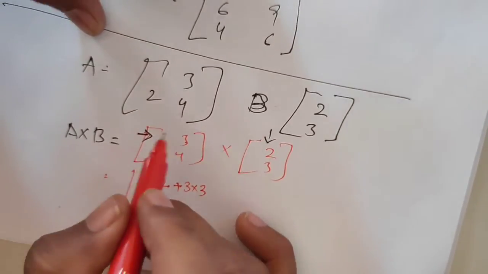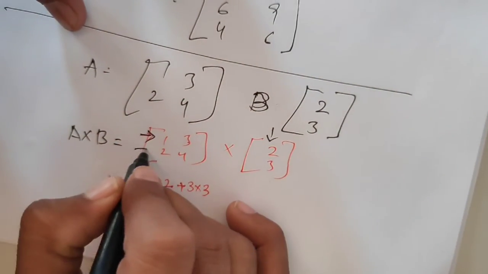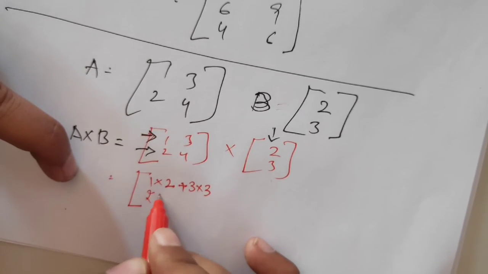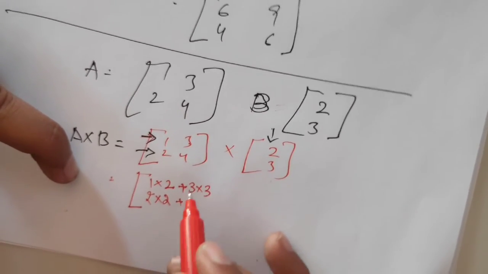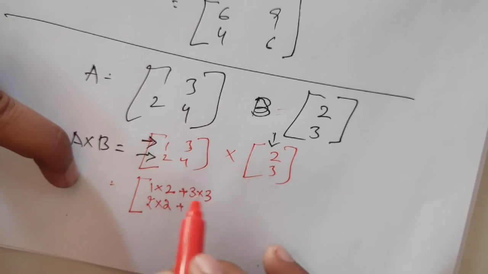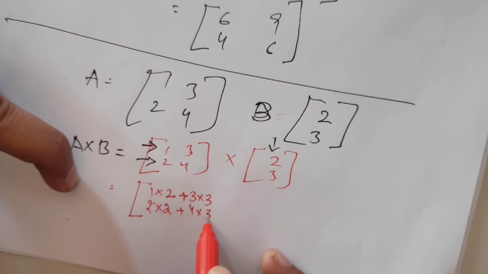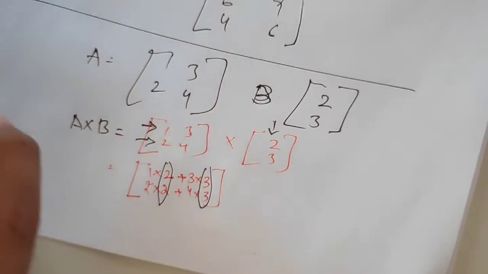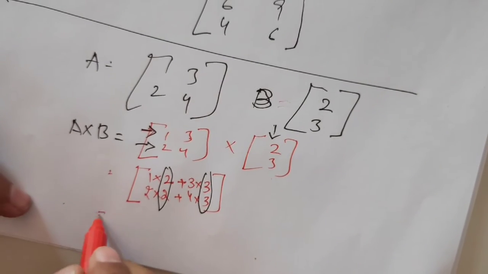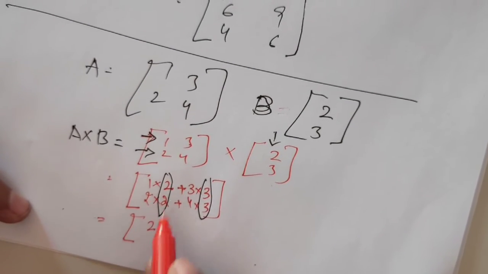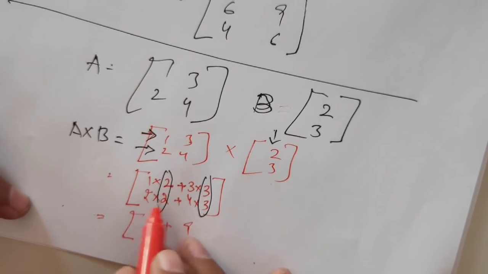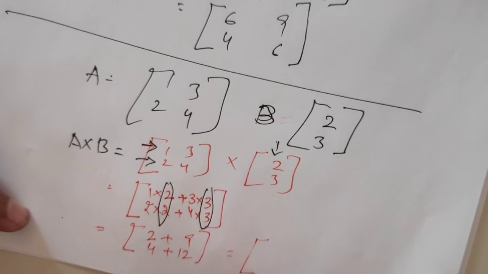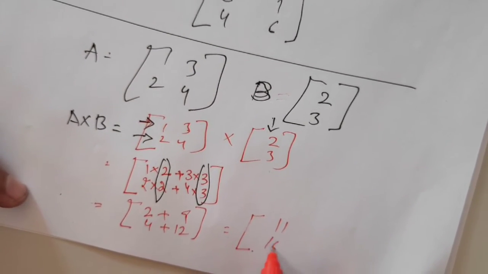Now the second row will multiply with the first column. The first member will multiply with the first member, the same row continues, you use plus, and the second member will be multiplied with the second member, 4 multiply by 3. So here we see that the multipliers are always the same, means you are correct. Further we go on, 1 multiply by 2 plus 3 3s are 9, 2 2s are 4, and plus 4 3s are 12, is equal to 11 and 16.